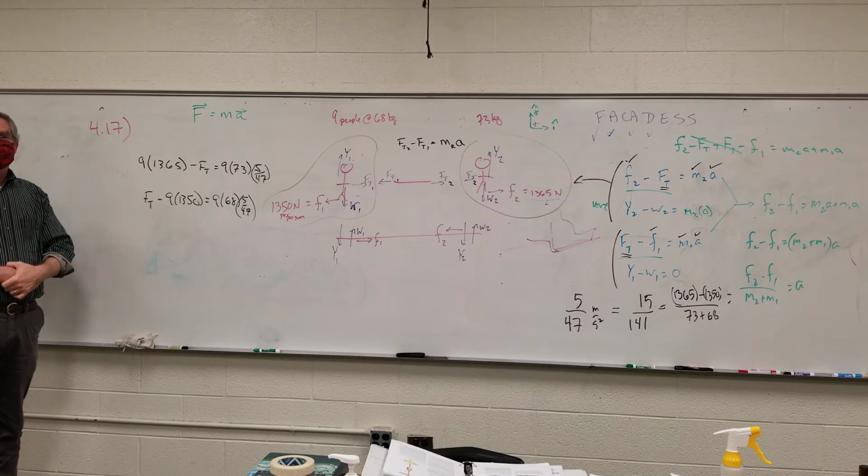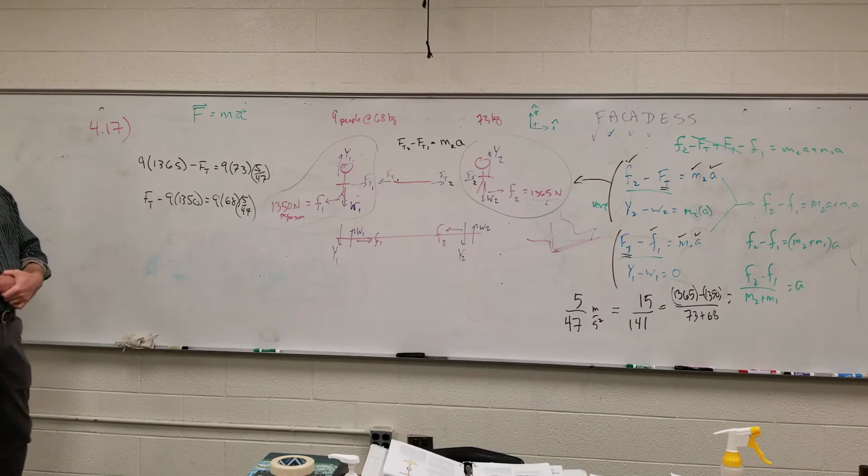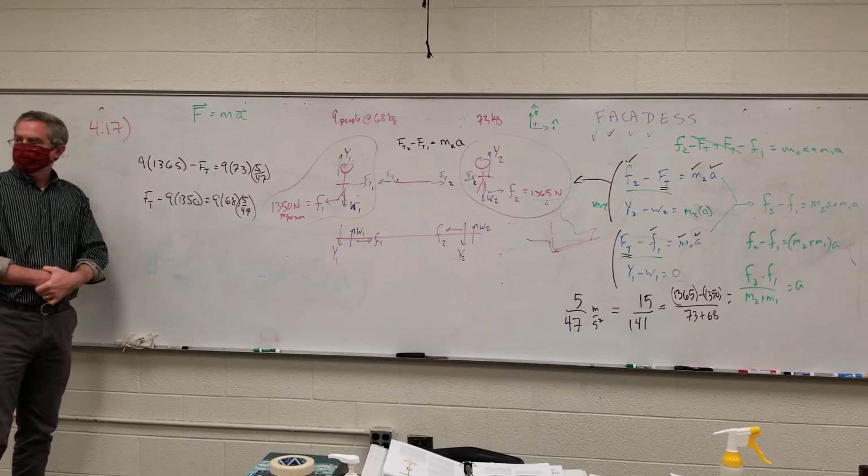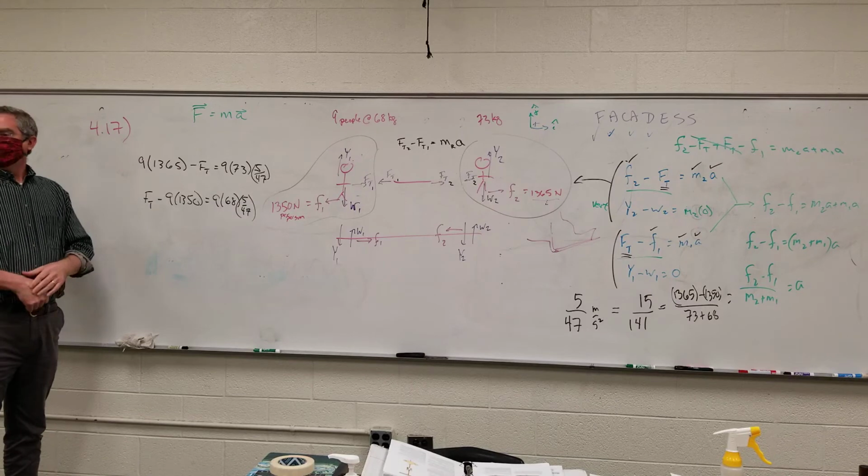So, I'm just making sure, there are 9 people on either side. Yes. Left side is 68 kilograms per person, on average, and then 73 is per person on the right. Correct. Okay. Well, I got very different force tensions for each of those. Did you?